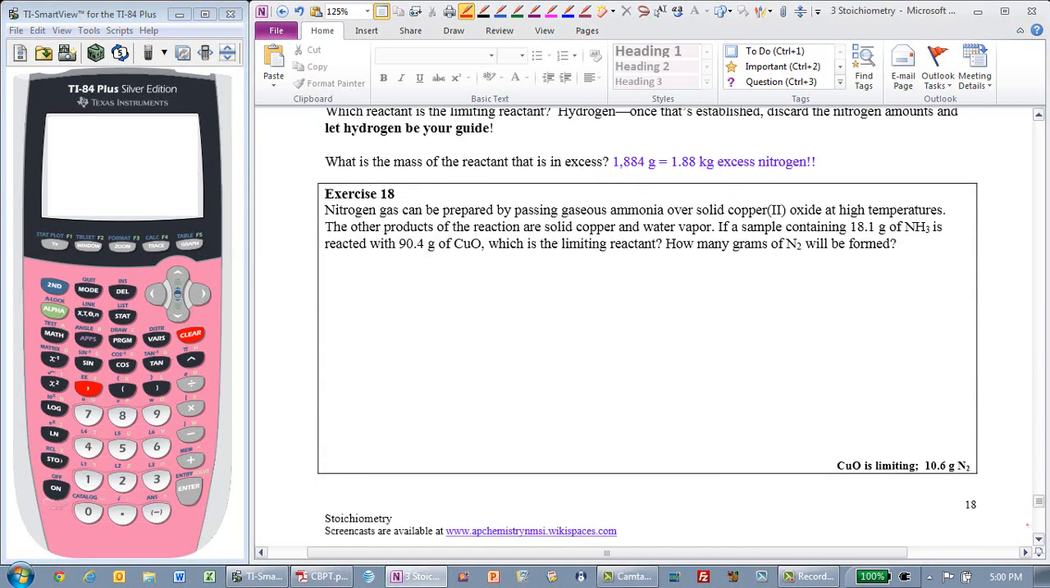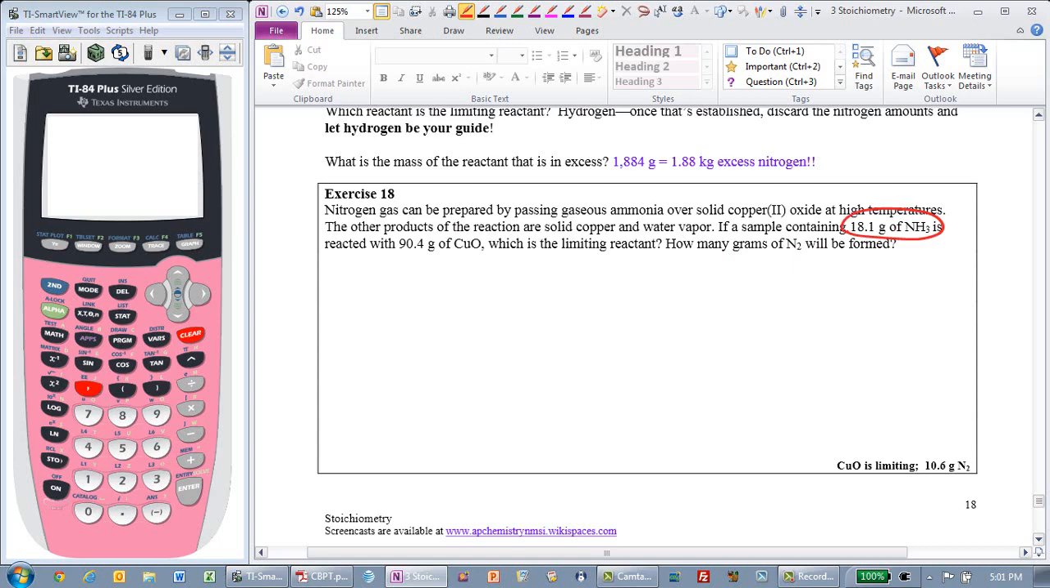All right, so here we go again. Exercise 18. Nitrogen gas can be prepared by passing gaseous ammonia over solid copper 2 oxide at high temperatures. Hey, they haven't given me a balanced equation. Perhaps I'm going to have to come up with that on my own. The other products of the reaction are solid copper and water vapor. Okay, at least it was kind for them to tell me that. If a sample containing 18.1 grams of ammonia, circle this stuff, underline this stuff.